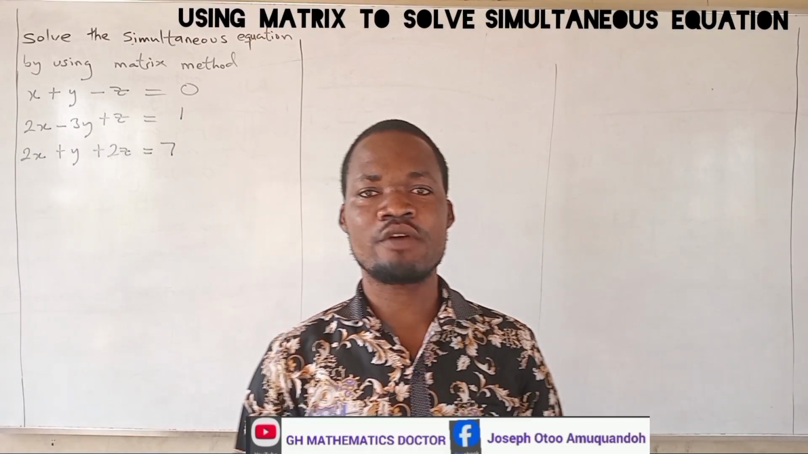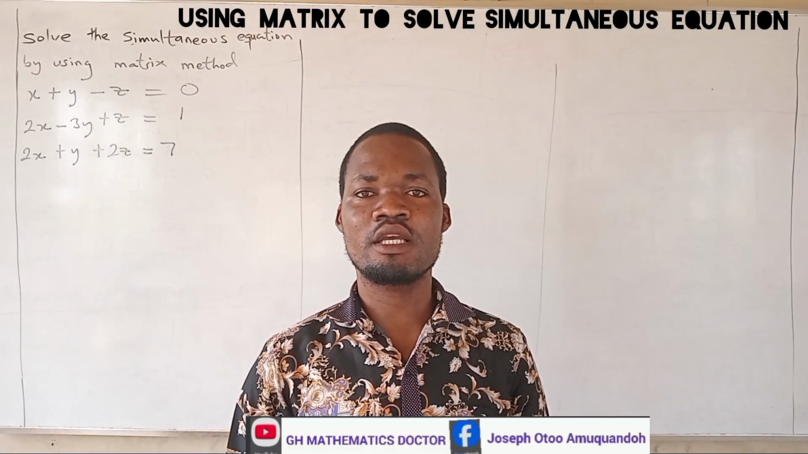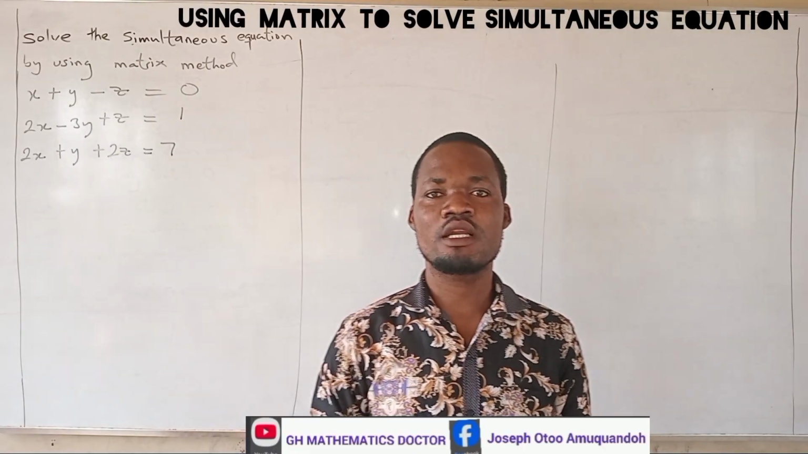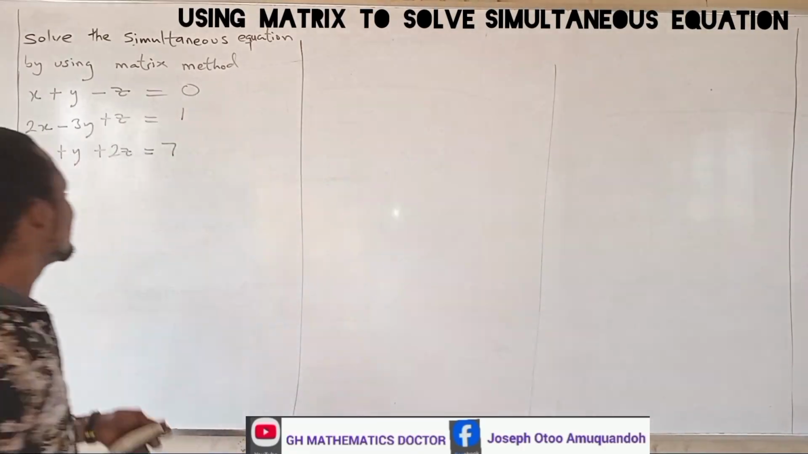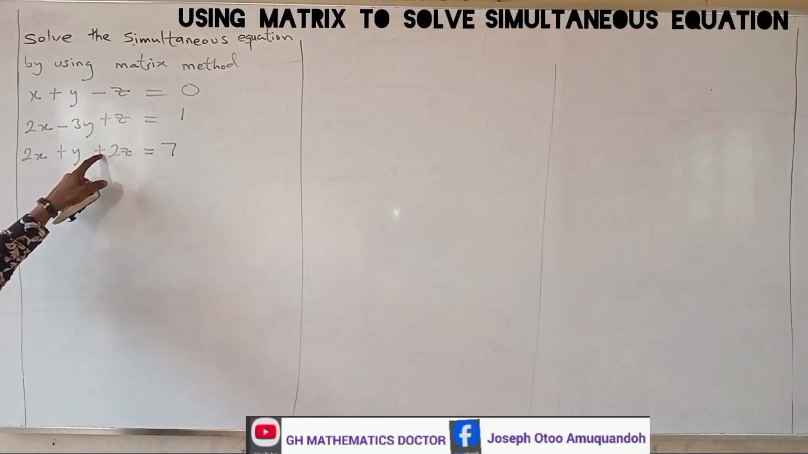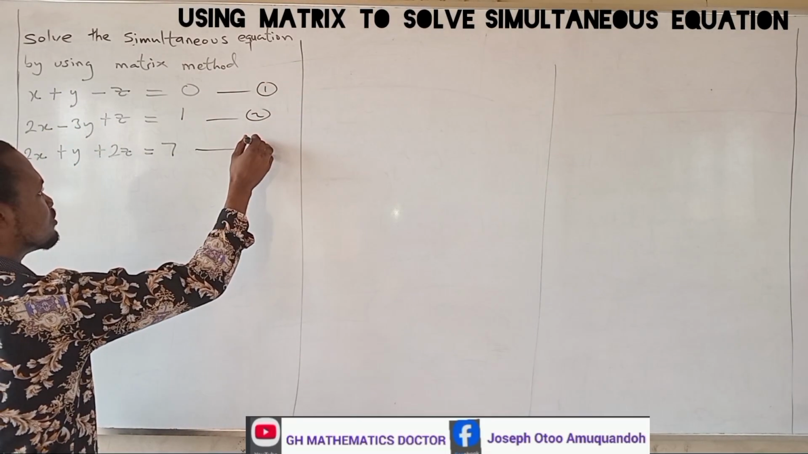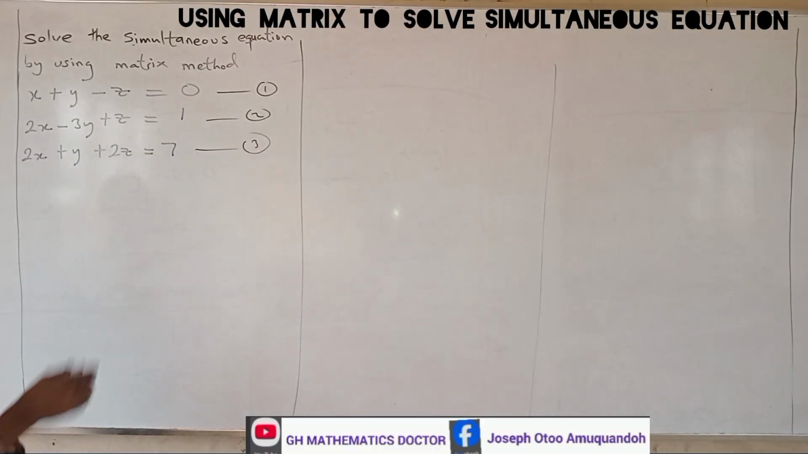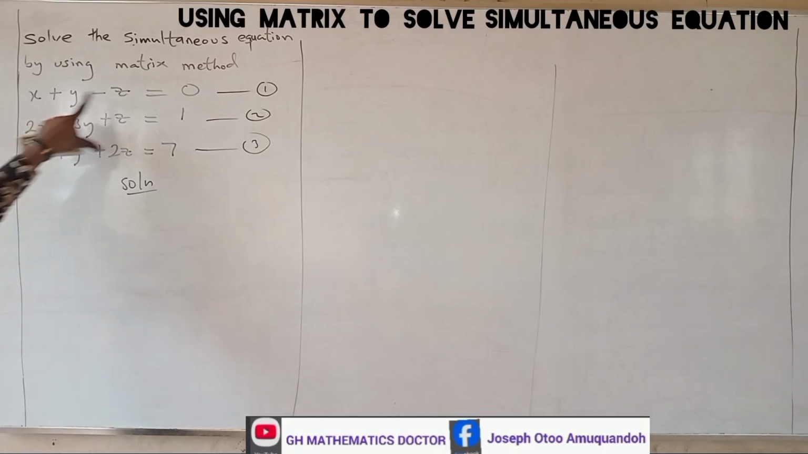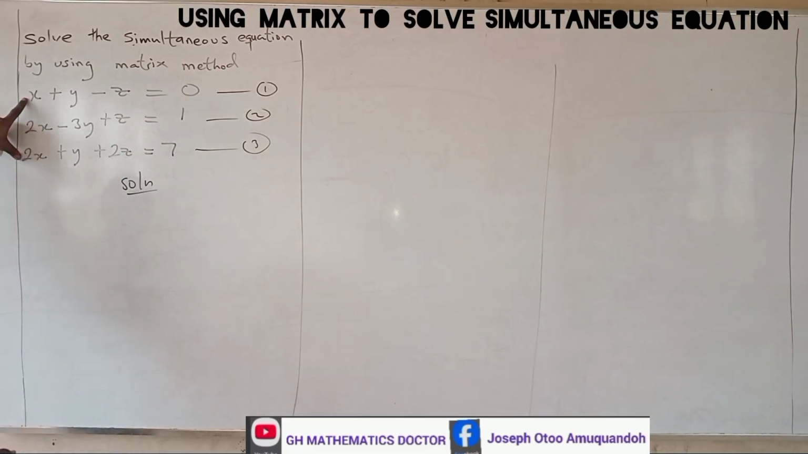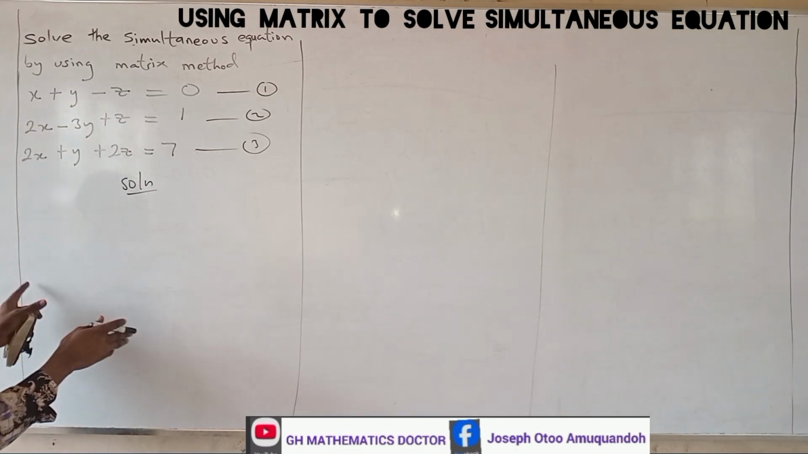If we are asked to find the values in the simultaneous equation by using the matrix method, this is how it is done. We have three different equations here, and we name them equation 1, equation 2, equation 3. So you are supposed to change these three equations into matrix. The coefficients of the variables x, y, and z will be written in the matrix form.